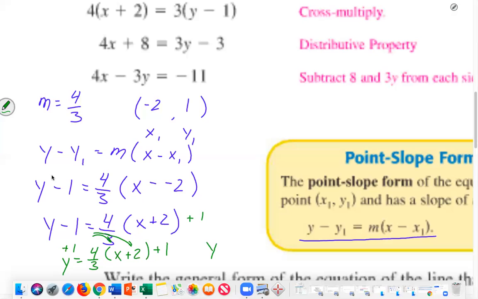If you want to make it look exactly the same, distribute that 4/3 throughout. We get y equals 4/3 x, 4/3 times 2 is 8/3, plus 1. It'd be y equals 4/3 x plus 11/3. So you can take that in your calculator.